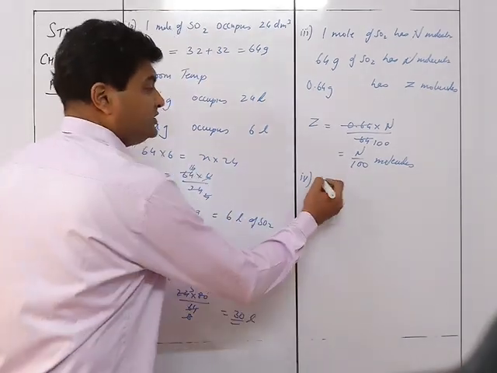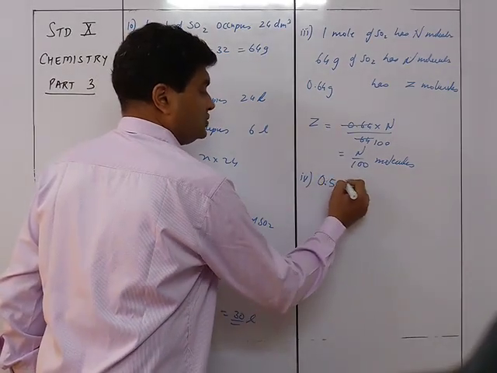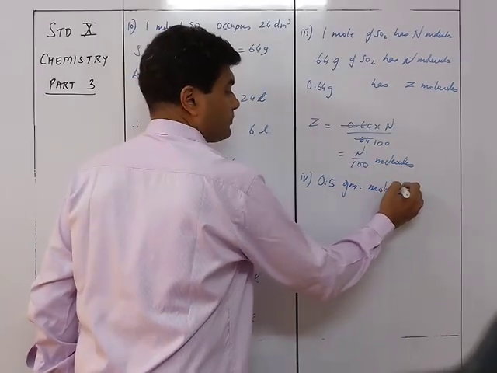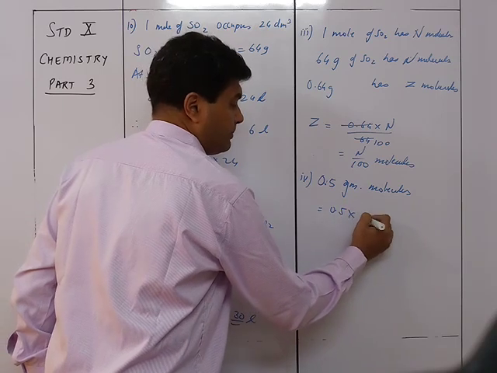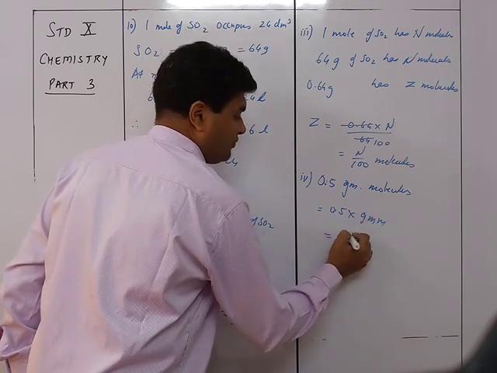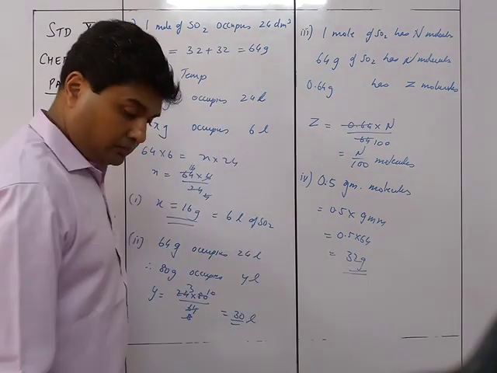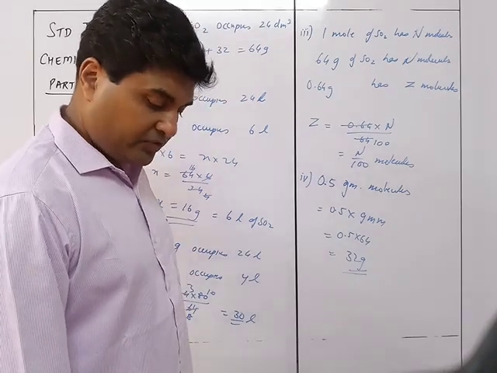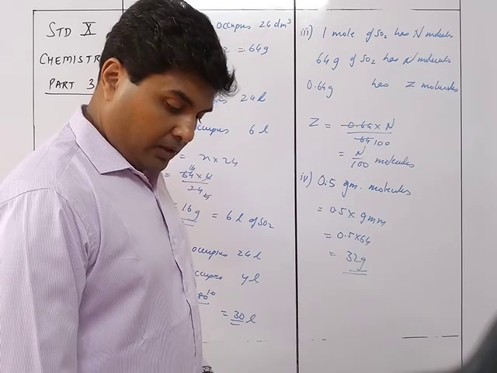So it is like 0.5 gram molecules is equal to 0.5 into GMM. That is nothing but 0.5 into 64, which is 32 grams. So the weight of that much is 32 grams of SO2. Alright, this is the kind of questions you are going to have.